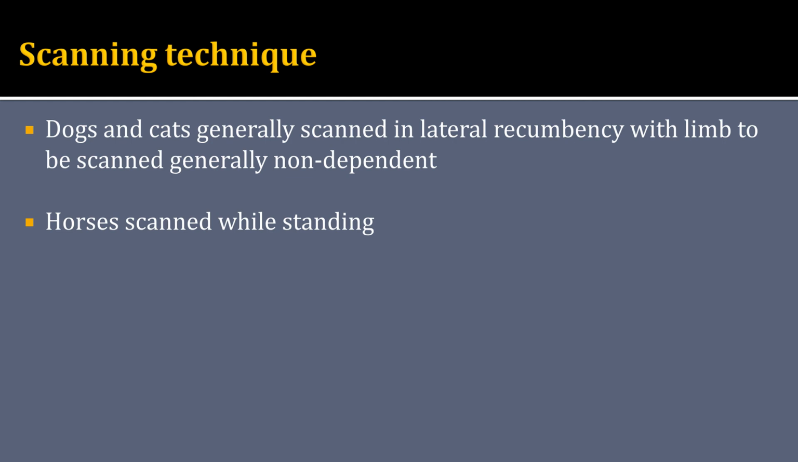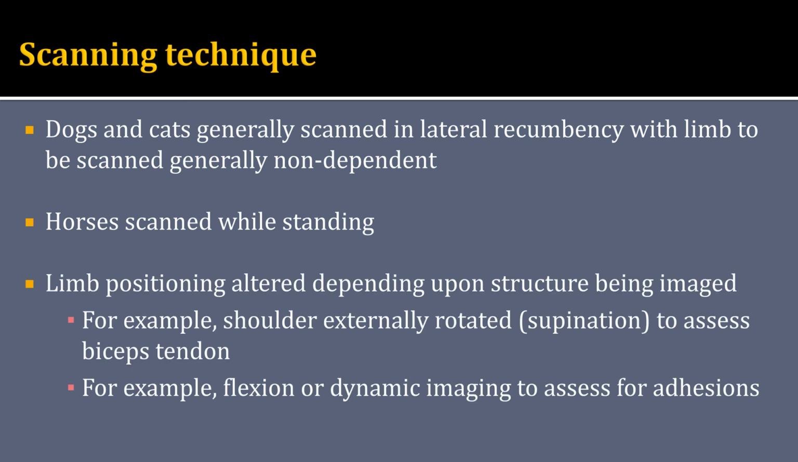Our dogs and cats are generally scanned in lateral recumbency with the limb to be scanned generally non-dependent, while our horses are scanned while standing. Limb positioning is often altered, and that's going to be dependent upon the structure being imaged. So for example, in the dog's shoulder, we will externally rotate or supinate in order to assess the biceps tendon. And we may image in flexion, or we may utilize dynamic imaging to assess for adhesions or other pathologies.